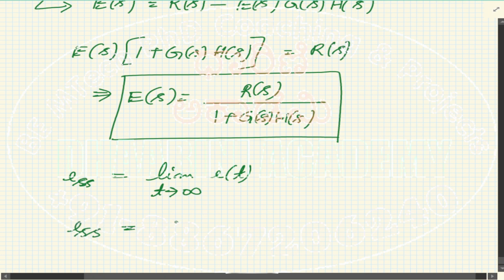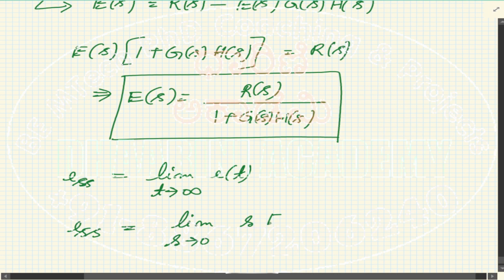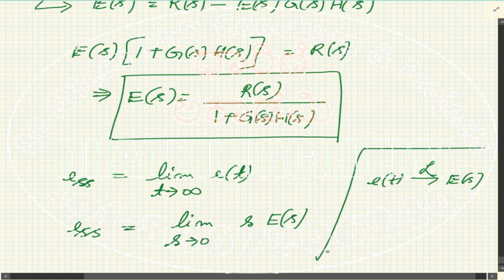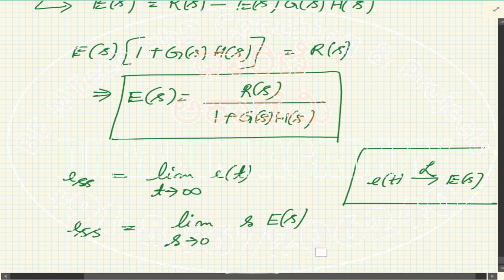The ESS can also be calculated by using the limit s tending to 0 of s into F of s. Not F of s, in this case it is E of s. Okay, s into E of s. Where we should know what is the E of t and the corresponding E of s. This is what should be known, right? Once we know this, we can definitely apply this. So that is the requirement here.